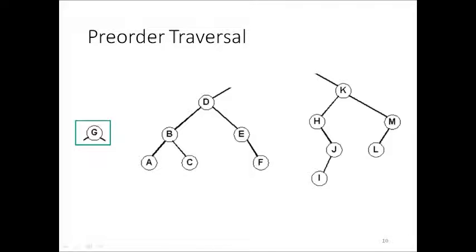Now we have the root node G at its final position in the visiting sequence. Next, we'll recursively traverse the subtree rooted at node D, following the same pre-order traversal strategy. That is, we first visit node D, then we visit the left subtree rooted at B, and finally visit the right subtree rooted at node E.